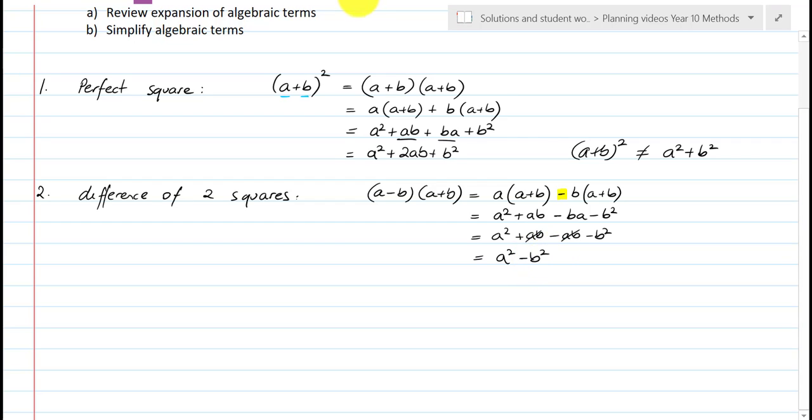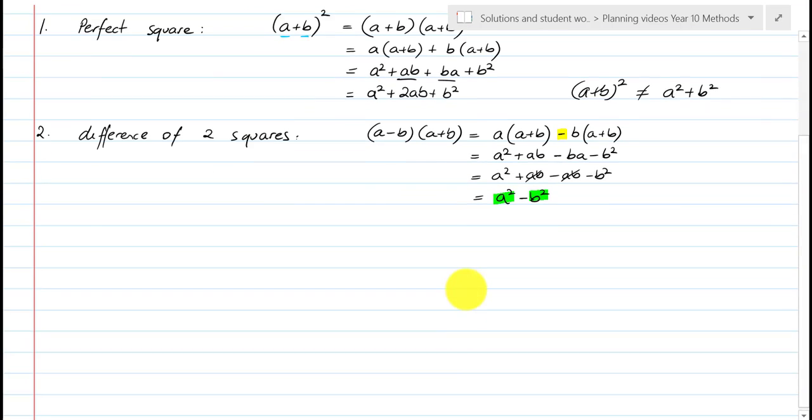Difference of two squares. Well, here's our two squares, and difference means find the gap between them. And to do that, we do a subtraction. So difference of two squares, because it's one square number, subtract a second square number.